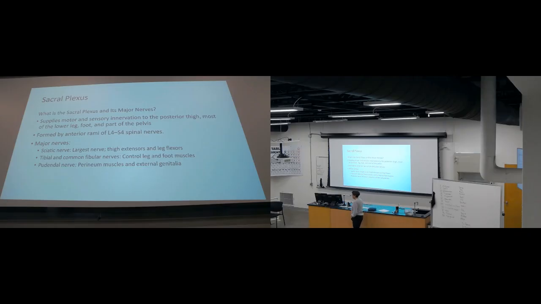So major nerves will be the sciatic. This sciatic nerve is the longest spinal nerve that we have. Innervates the extensors of the thigh and leg flexors. And we have, out of these plexus as well, the tibial and common fibular nerves that control muscles in the leg and the foot. And then the pudendal nerve that provides motor function to the muscles of the pelvic floor in the perineum, the area between the thighs, and then the external genitalia.